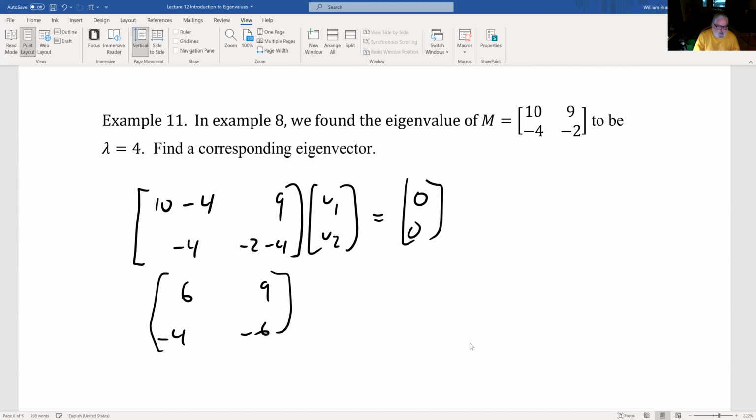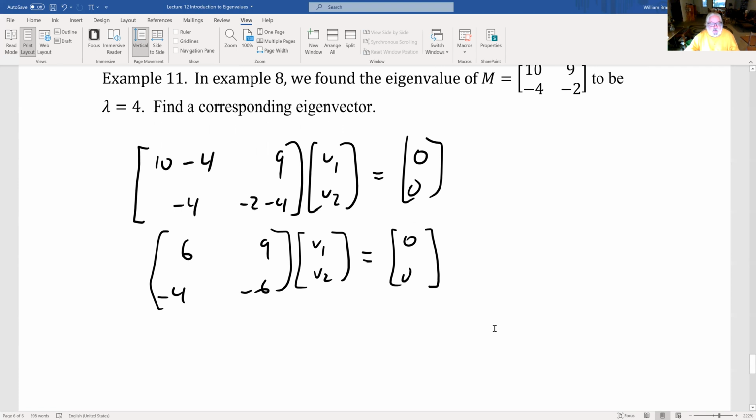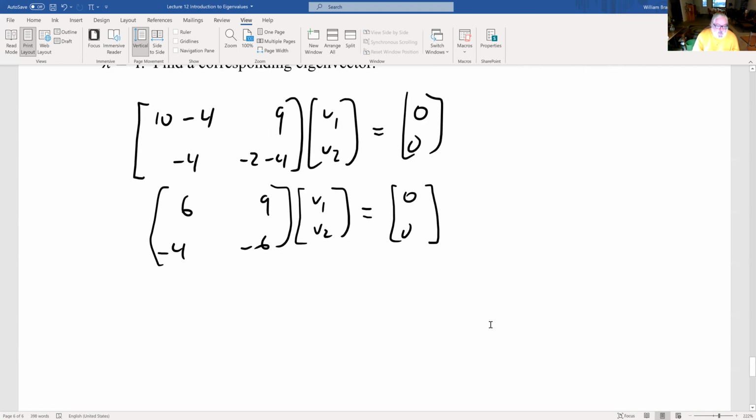We can do a little check. Is the top row a multiple of the bottom row? And the answer is, yeah, it is. The bottom row times -1.5 will give you the top row. So we can take either one of these. Again, I don't like minus signs, so I'll take the top row.